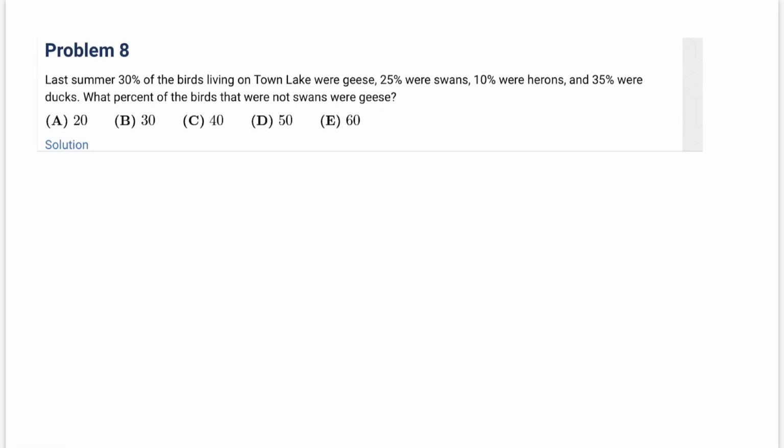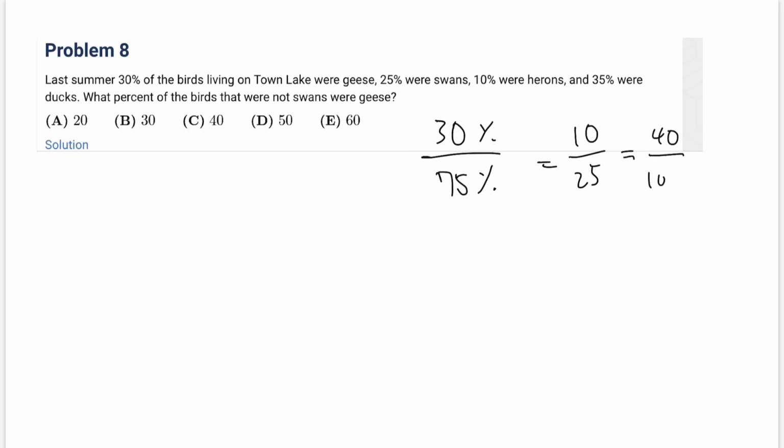Number 8: last summer 30% of the birds living in Town Lake were geese, 25% were swans, 10% were herons, and 35% were ducks. What percent of the birds that were not swans were geese? Okay, so 25% were swans, so not swans were 75%, were geese, so 30% was geese, so 30 over 75. If we divide both by 3, then it's 10 over 25. If we multiply top and bottom by 4, it's 40 out of 100. So this is 40%. The answer is C.